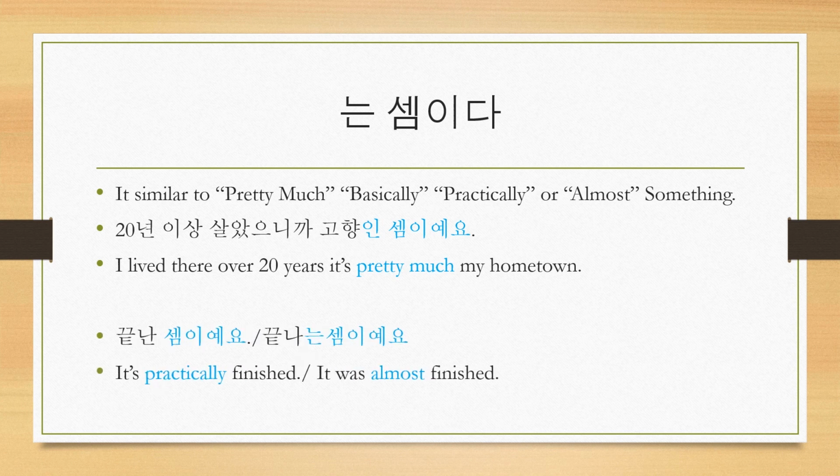And then 끝난 셈이에요. It's pretty much finished. 끝나는 셈이에요. It was almost finished. Right? So that's the past tense verb versus the present tense form, right? So actually, the first one is past tense, and the second one is present tense. So 끝난, it was practically finished, or here we have it is practically finished.